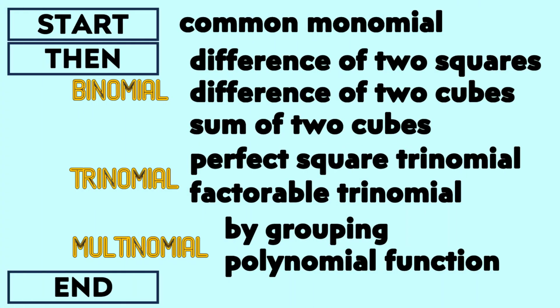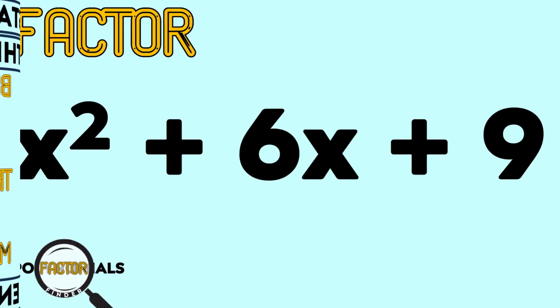Here's the guide for factoring polynomials. We need to start with the common monomial factoring. Then whatever will be the result, we're going to categorize them as to whether the result is a binomial, trinomial, or multinomial. And we have specific processes under specific results. Then we end it. Let's start with this polynomial.